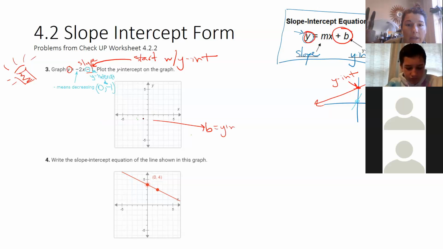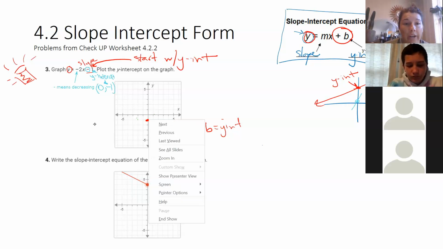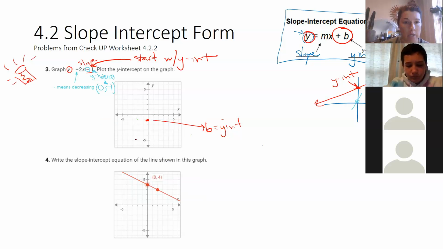Why does my coordinate pair keep deleting? There we go. All right, once you know one point on your line, if you know your slope, you are golden. So we know a point on our line. We know our slope is, oh my goodness, coordinate pair keeps deleting for me. Hopefully someone else can make a coordinate pair there.